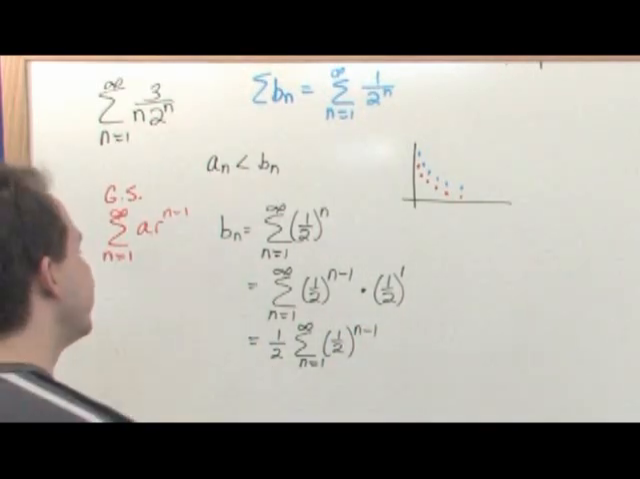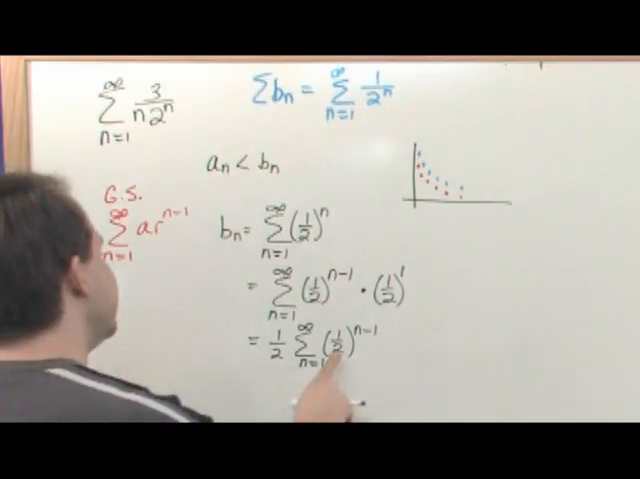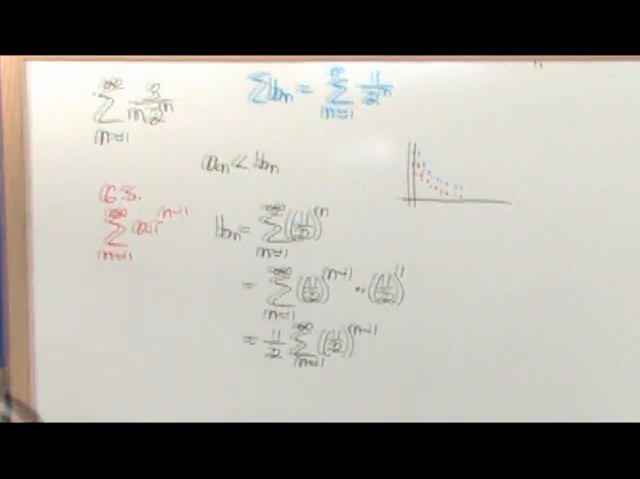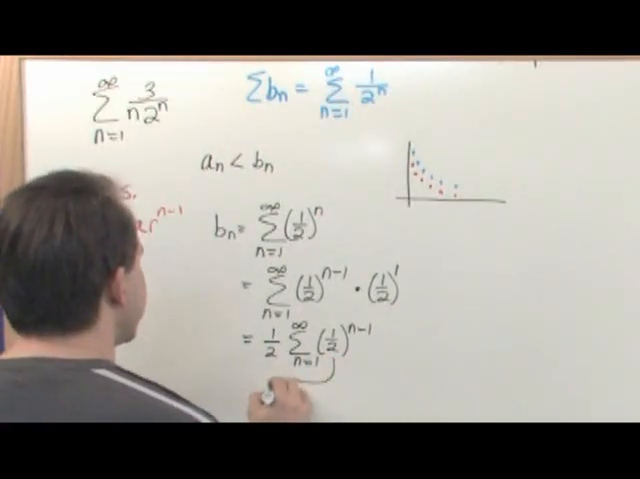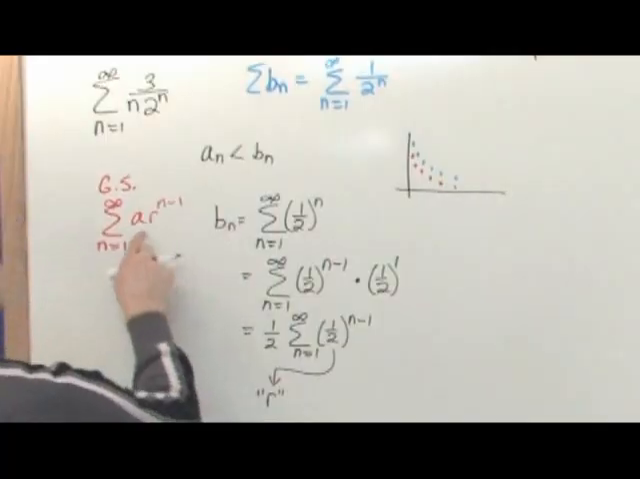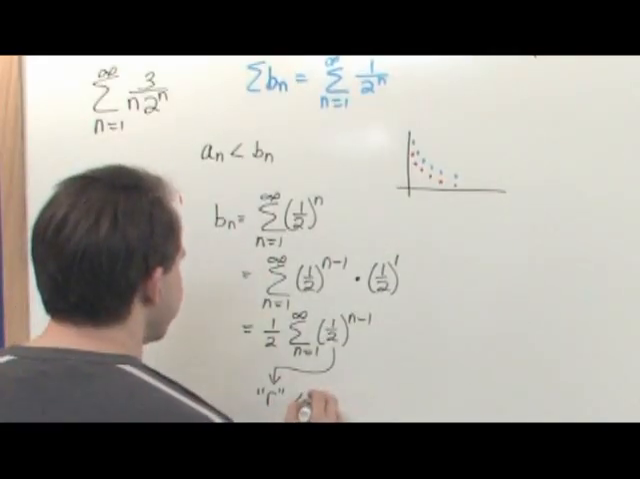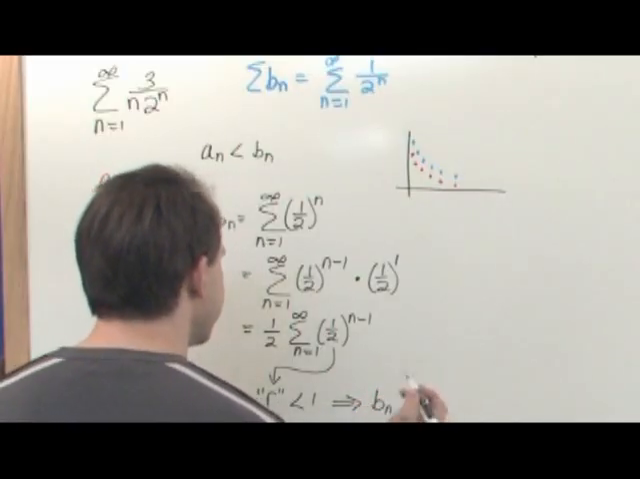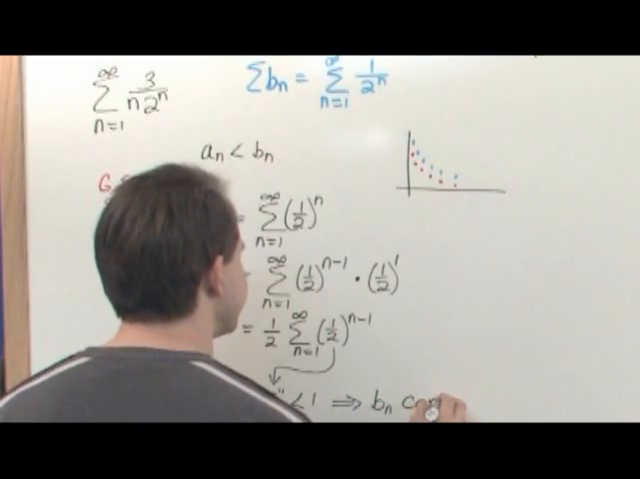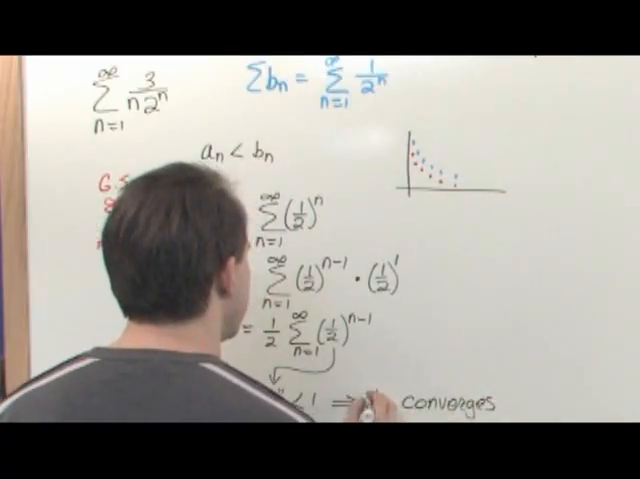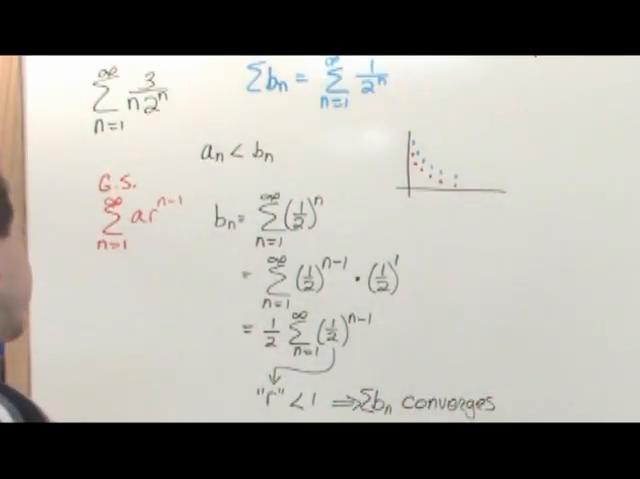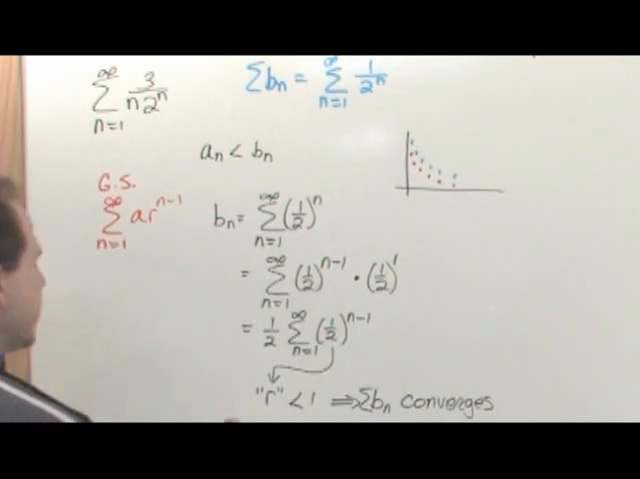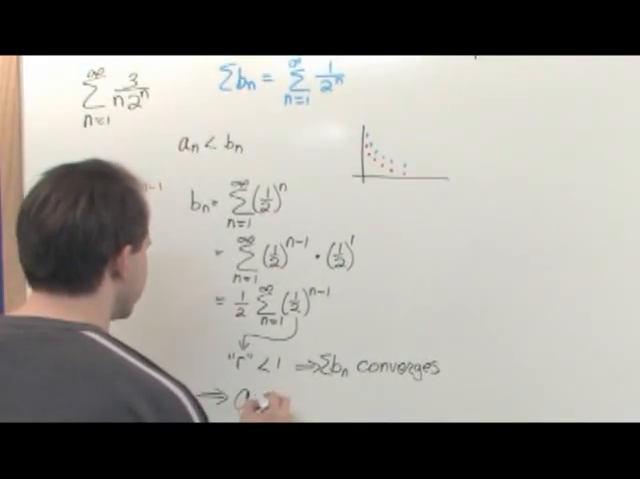Okay? Now this is a geometric series, and the number inside the parentheses, which is r in terms of the geometric series, is less than 1. If you go back to your geometric series, that means that the geometric series b sub n that we created converges. The sum of b sub n converges. And because it converges, and because it lies on top of, for lack of a better word, a sub n, you have proven that by the comparison test, a sub n converges.